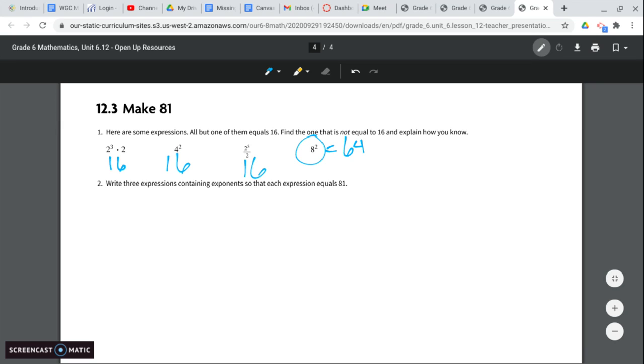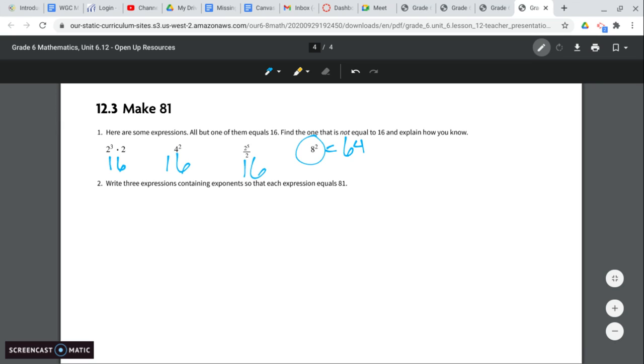Most times when you see 8 to the second power, you're going to think right off the bat, and one of the most common mistakes is that you're doing 8 times 2, which is 16. But you're not. You're taking 8 times 8. You're taking 8 times itself twice. So be very, very careful with the exponents.